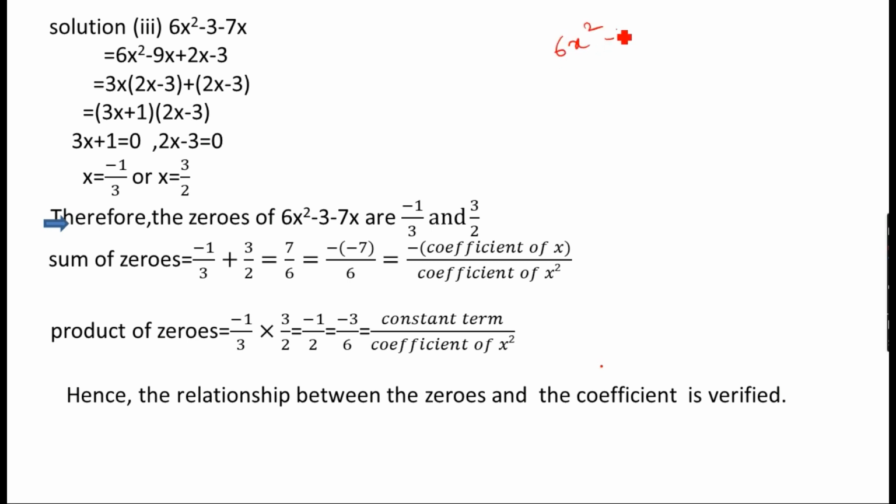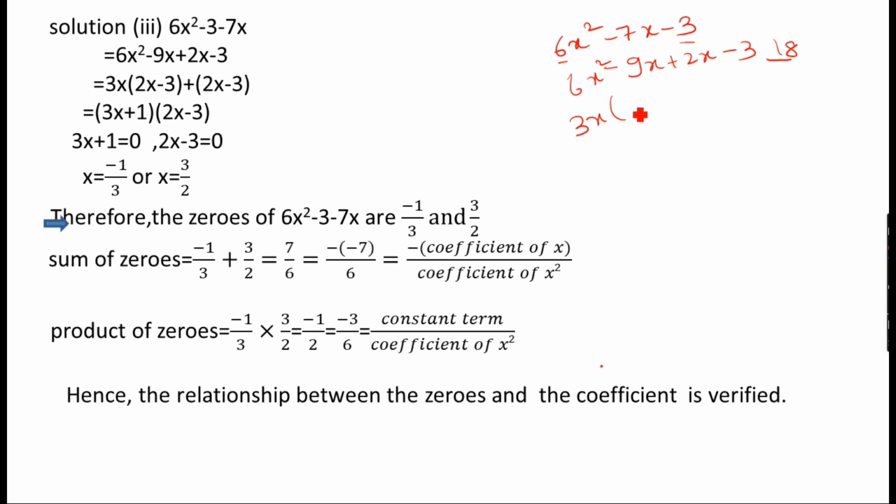6x square minus 7x minus 3. 6 3s are 18. You can write 18 as 9 2s are 18. You can write 7x as minus 9x plus 2x and write 3 as it is and 6x as it is. Take common 3 from it.